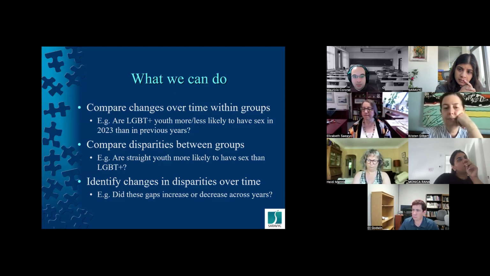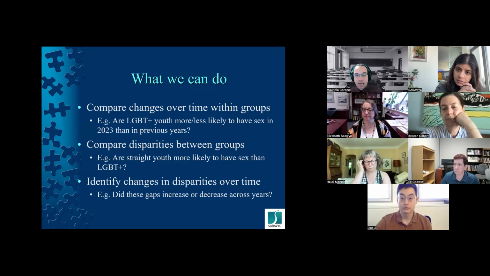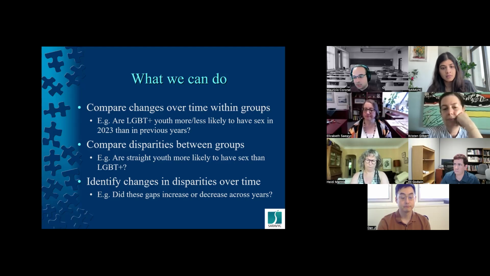So what can we do when we're trying to do trends? There are three big things that we want to get out of our trend analysis. We want to be able to compare the changes over time within groups. So we want to see how things are changing, if things are more likely or less likely to happen for a group. So in this example, are LGBT plus youth more likely or less likely to have had sex in 2023 than in previous years? Like if this outcome is going up or going down, if it's getting more frequent, less frequent, what are the odds of this outcome compared to other years?